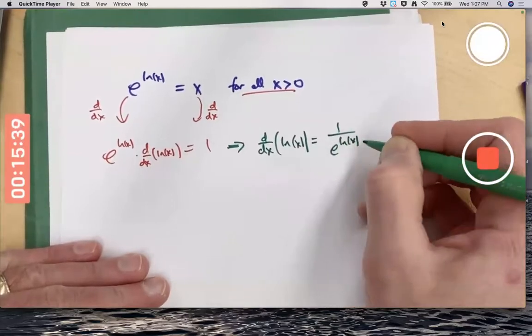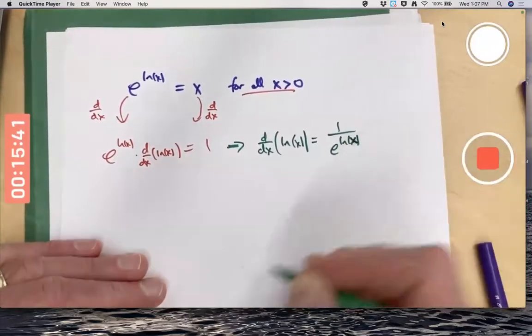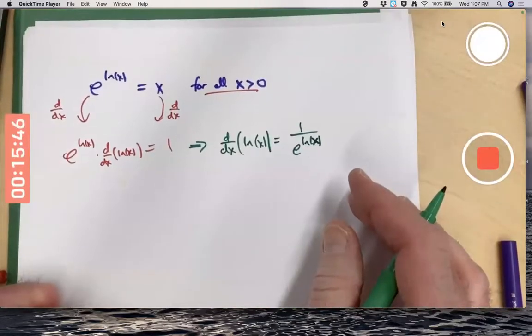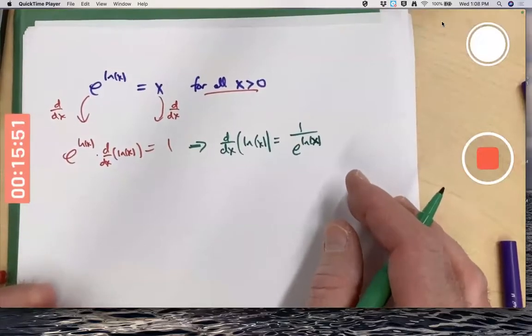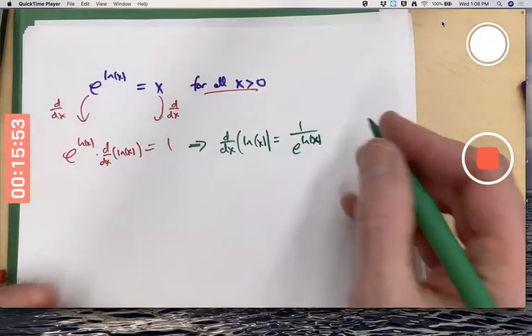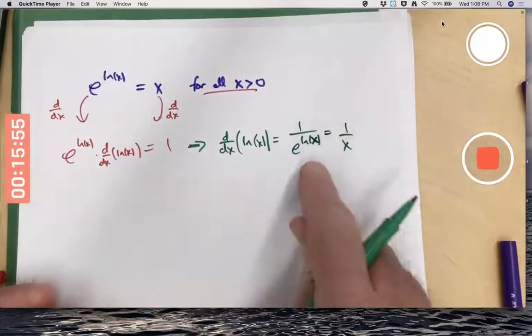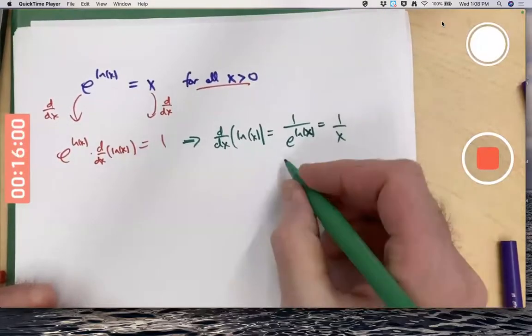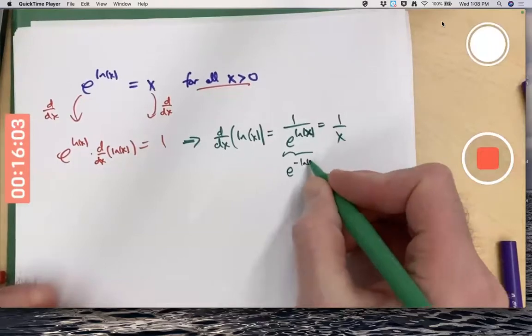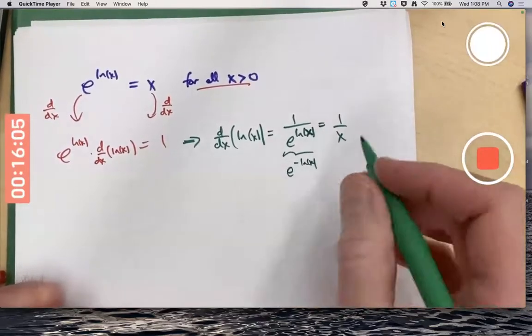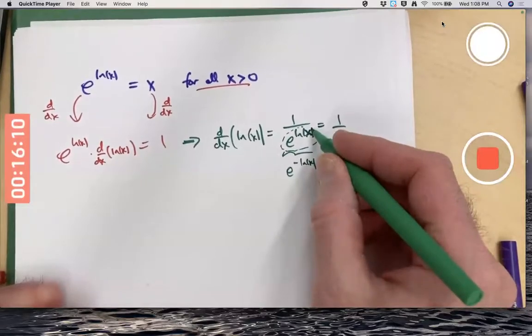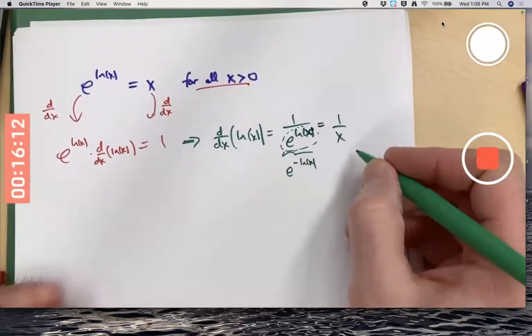So there you have it. There's the derivative of the natural log function. Is that right? Can this be simplified? It simplifies to 1 over x. It is true. This is the derivative of the natural log function, 1 divided by e to the natural log of x, or if you prefer, e to the negative natural log of x. But that simplifies because once again, I can use the defining feature of the natural log function. E to the natural log of x is x when x is positive.